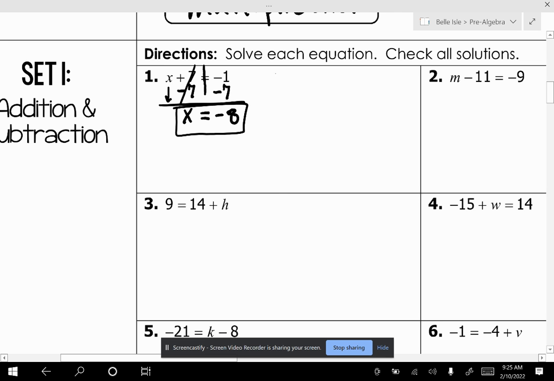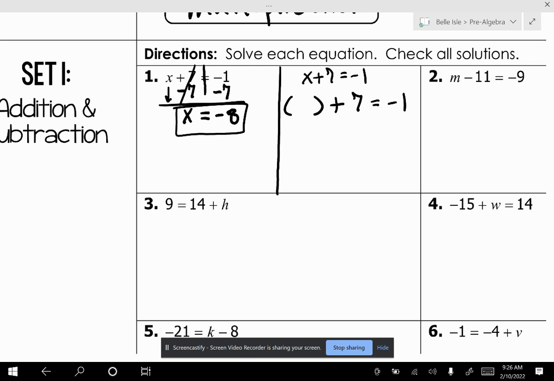Check your solution. So you're going to split your box in half. Over here, you're going to rewrite the original equation once all the way through. And then the second time, I'm going to rewrite it, but instead of writing the variable, I'm going to leave an empty parentheses.